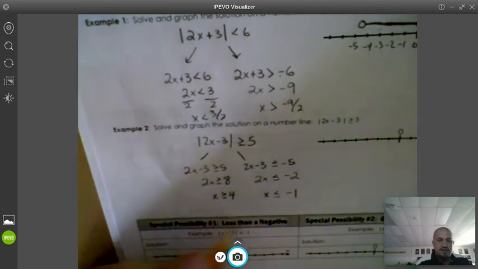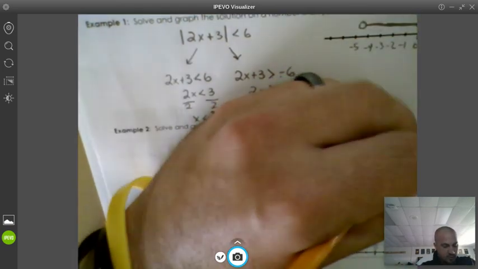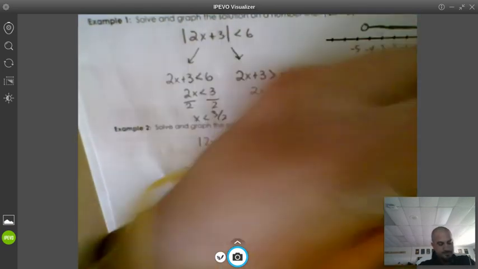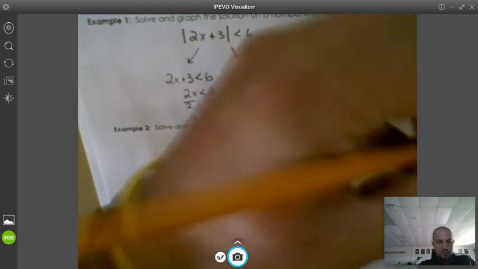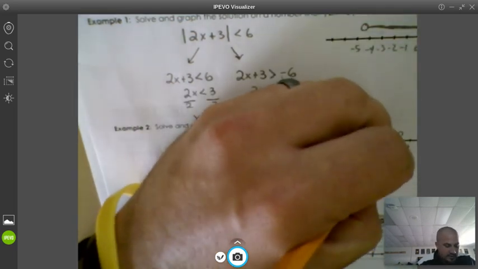So the less than or equal to's and greater than or equal to's are going to be closed circles. So I'm going to put one at 4. And I'm going to put one at negative 1.